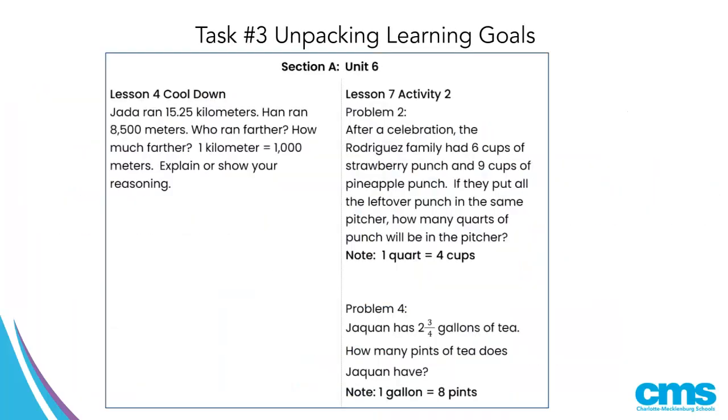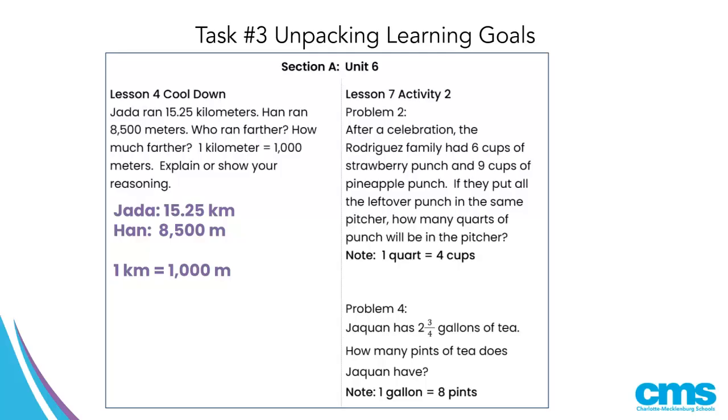Let's take a quick look at each of these tasks you just completed. The first task is from Section A, Lesson 4, Cooldown. Jada ran 15 and 25/100 kilometers and Han ran 8,500 meters. Since we have one length, or typically referred to as distance when traveling, in kilometers and the other in meters, we need to convert one or the other to compare. We also see in the problem that 1 kilometer is equal to 1,000 meters.